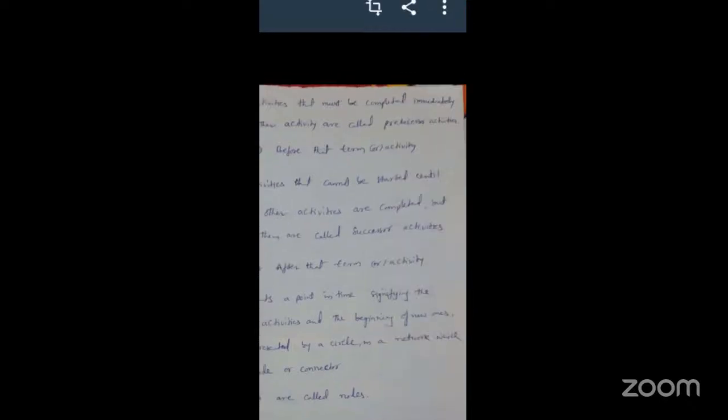Next, successor activity. Successor activity means the activity that cannot be started until one or more of the other activities are completed. Let me repeat once again: activities that cannot be started until one or more of the other activities are completed, but immediately succeed them, are called successor activities. In one word we can say, after that activity is completed, whatever activity comes next is known as the successor activity. And I'll show it in a figure.